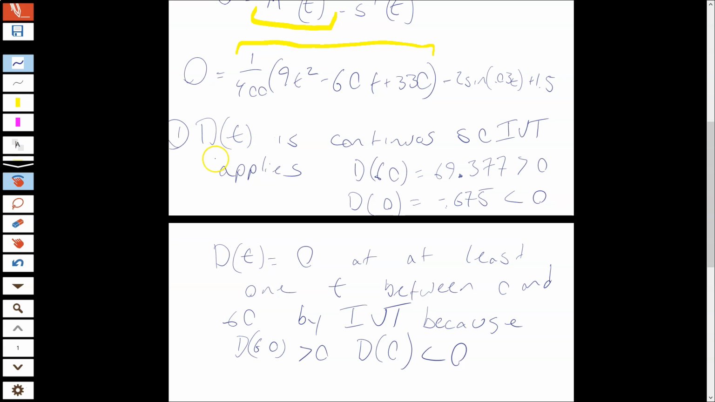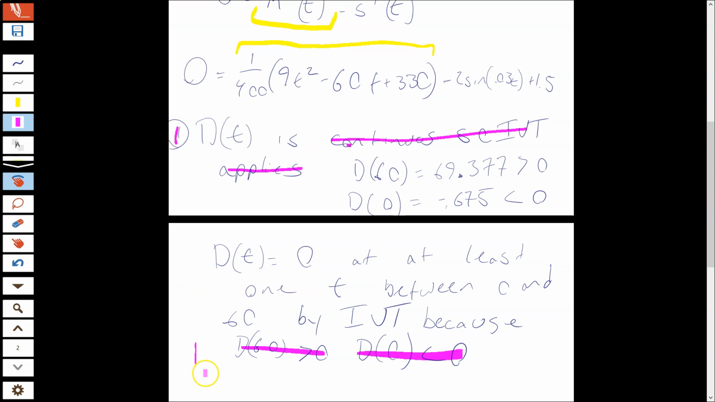Right? So you get 1 point for just saying this. So 1 point for just saying that the function is continuous, so intermediate value theorem applies. And even if you can't figure out how to prove it's continuous, you can often just get that point by showing that you know that the function needs to be continuous. And then you get 1 point for essentially this: d of 60 is bigger than 0 and d of 0 is smaller than 0. Okay? Because that's your justification for the particular conclusion.